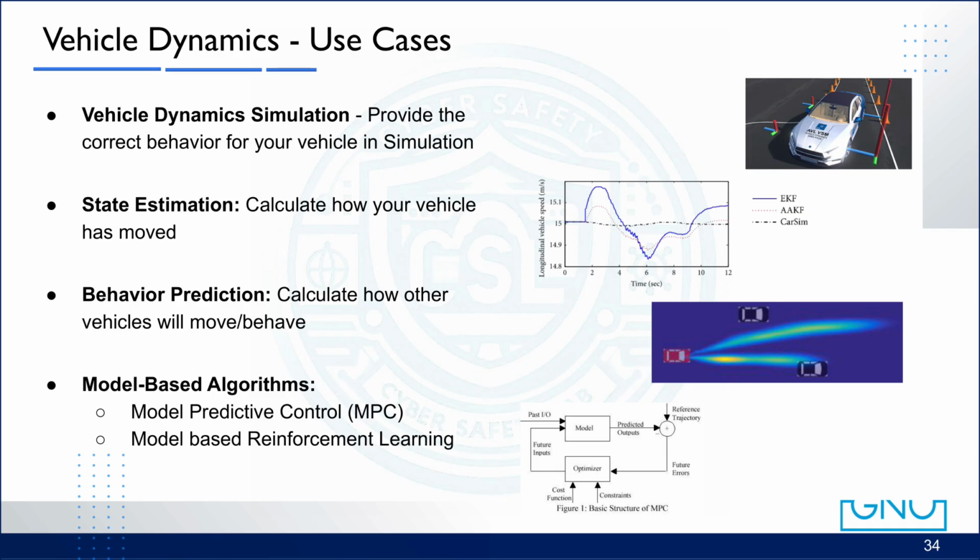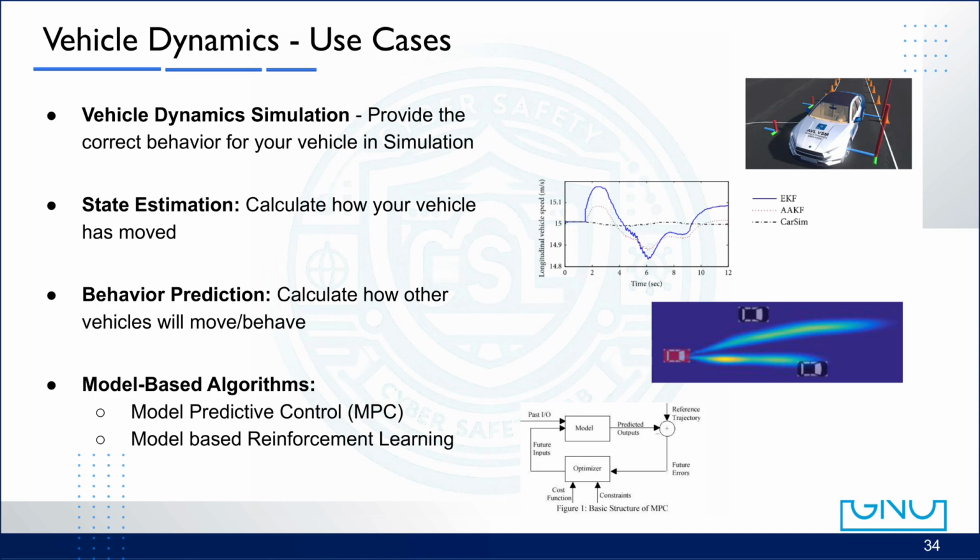Second, state estimation. By combining sensor data and the vehicle model, we can calculate how the vehicle has moved, its velocity, yaw rate, or slip angle, even if we cannot measure them directly. Third, behavior prediction. We can predict how other vehicles will move or react, which is essential for autonomous driving and collision avoidance. Finally, we have model-based control algorithms such as model predictive control, often called MPC, and model-based reinforcement learning.